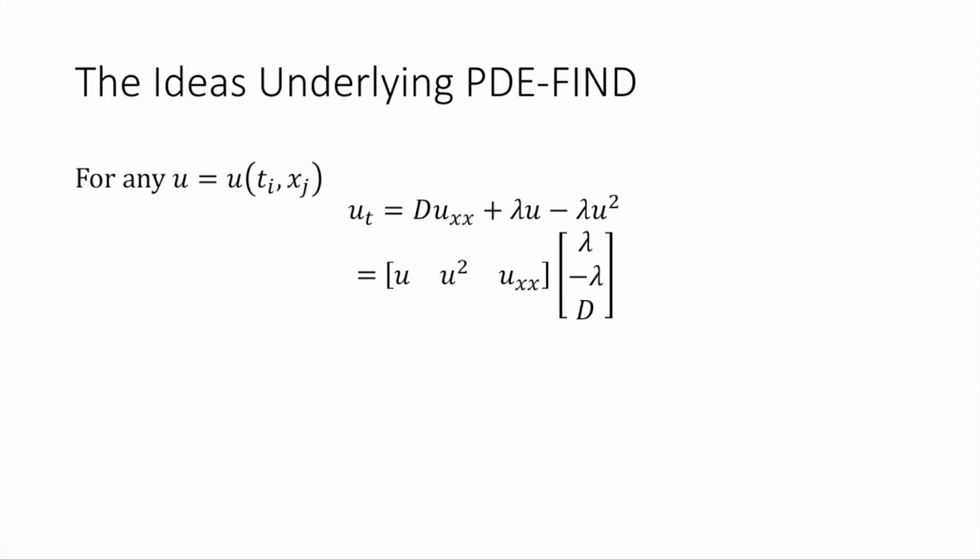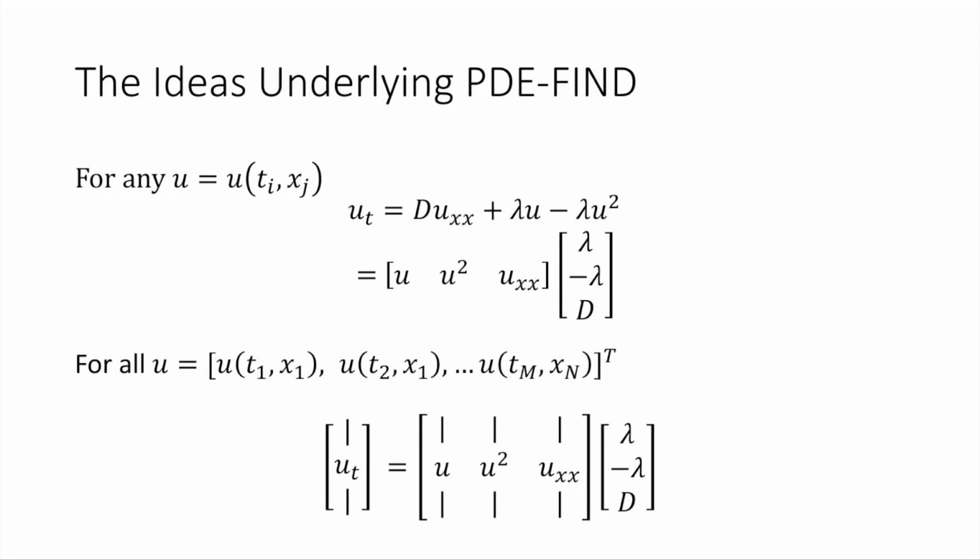And of course, this equation will be true for any value of u. So if we consider the vectorization of u, we could write it as the following linear system, where the vector of time derivatives is equal to the matrix whose columns correspond to u, u squared, and uxx, being multiplied by the 3×1 vector of parameters.